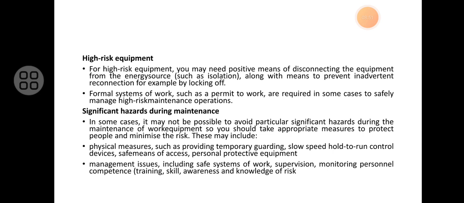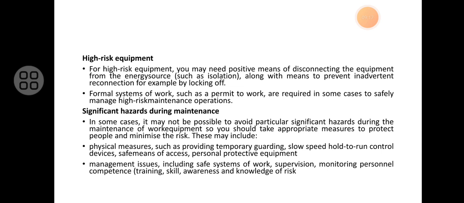High risk equipment. For high risk equipment, you need positive means of disconnecting the equipment from the energy sources, such as isolation, along with means to prevent inadvertent reconnection, for example by locking off. Formal systems of work such as permit to work are required in some cases to safely manage high risk operations.